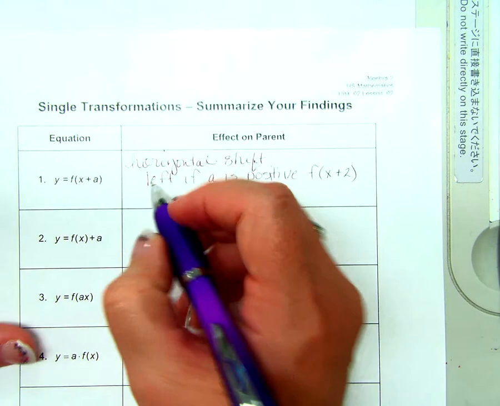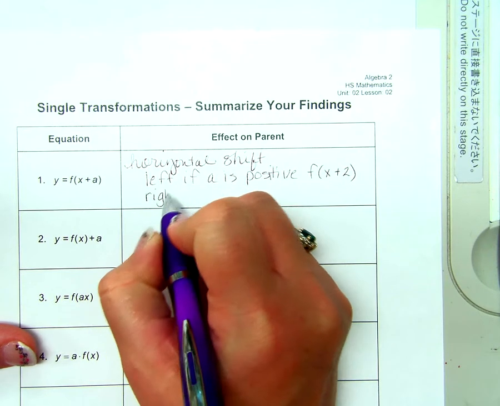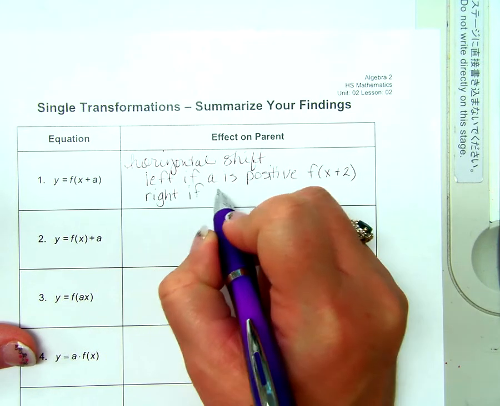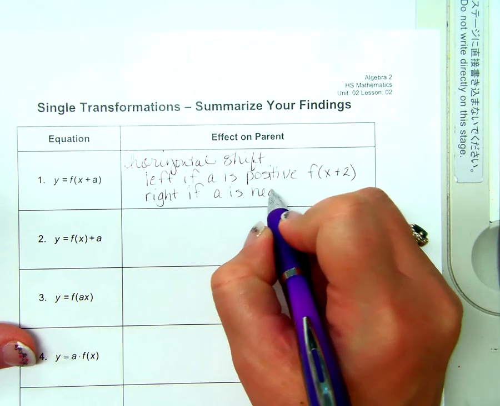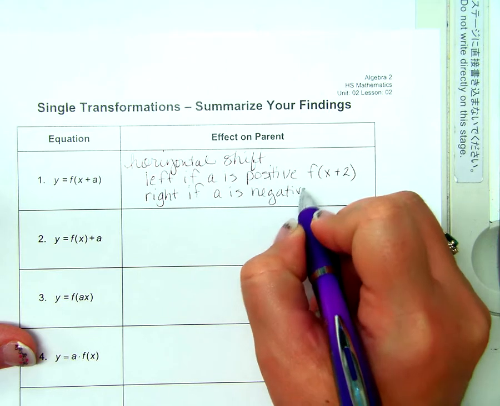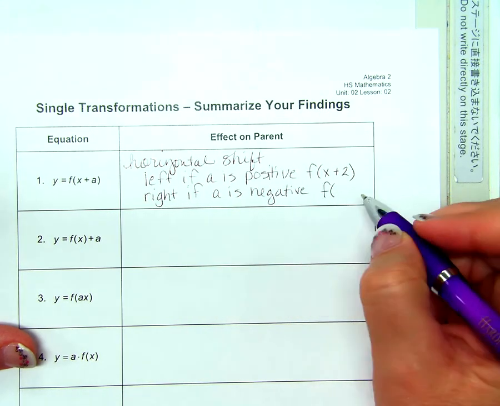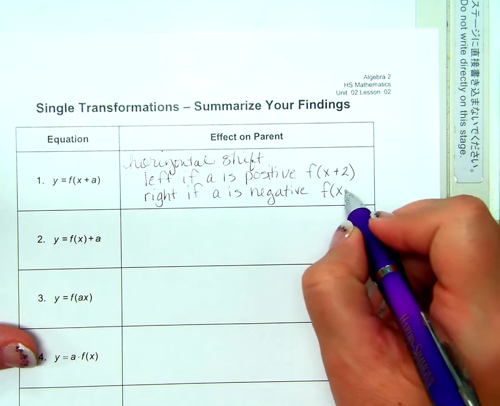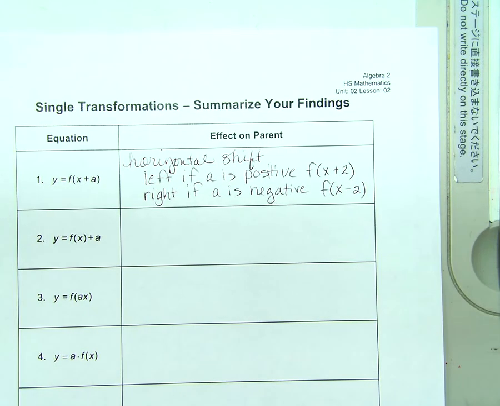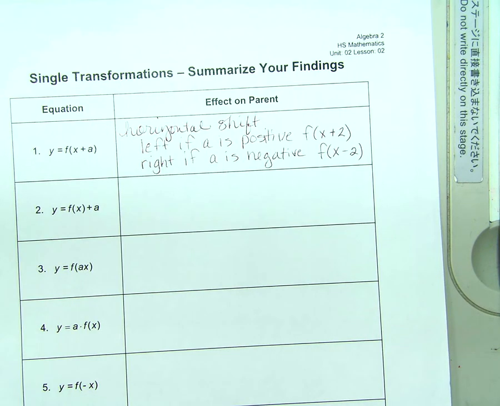So when is it going to move to the right? Right if A is negative. For example, f of x minus 2. Yeah, absolutely. Okay? Where is the x and where is the minus 2, though? That's a big deal. It's inside, right? It's inside the function. When we talk about transformations, we're going to be talking a lot about inside and outside. That's really going to make a difference for us.